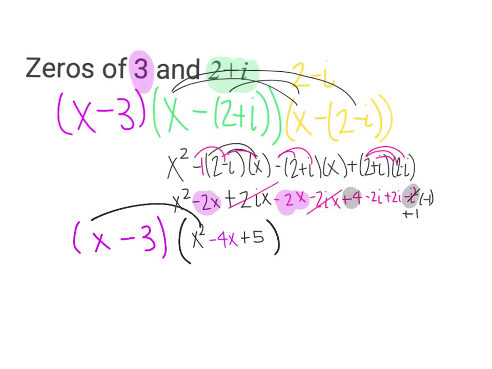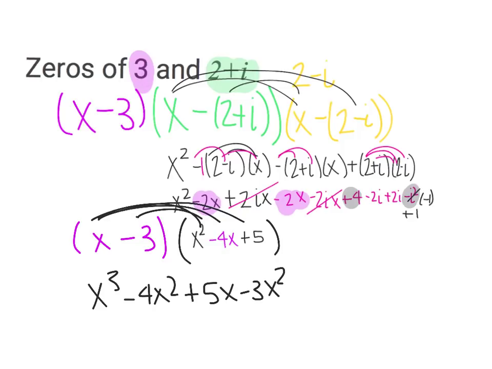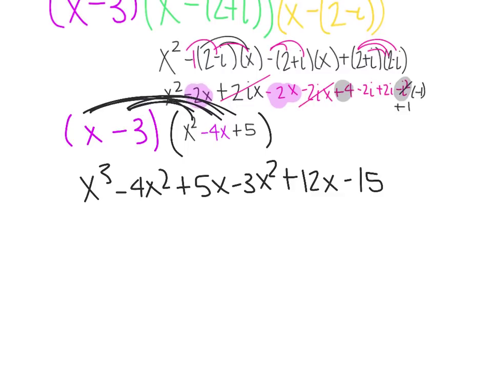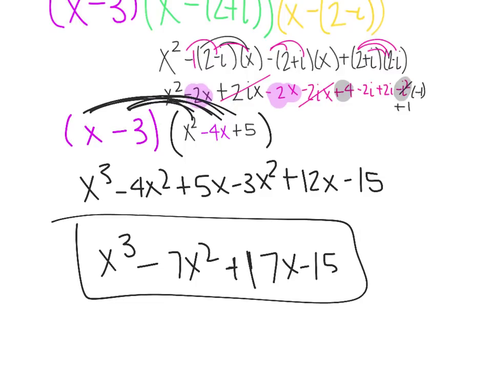So we FOIL: x times x squared is x to the third, minus 4x squared, plus 5x, minus 3x squared, plus 12x, minus 15. And we simplify. We end up with x cubed minus 7x squared plus 17x minus 15, and that's my polynomial. I know you're like, oh my gosh, we're done with that problem. Yes, we are. It only took us 4 minutes to work it out.